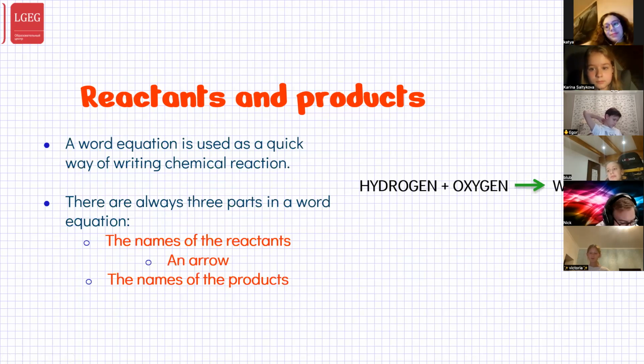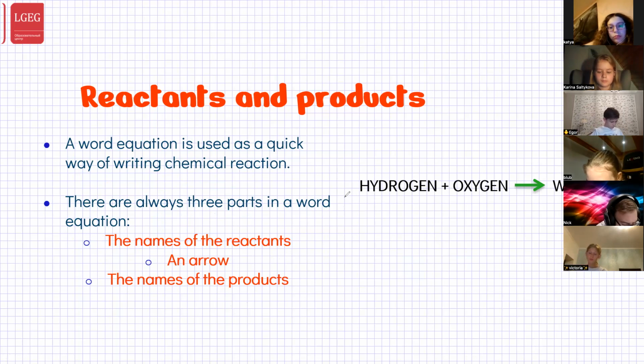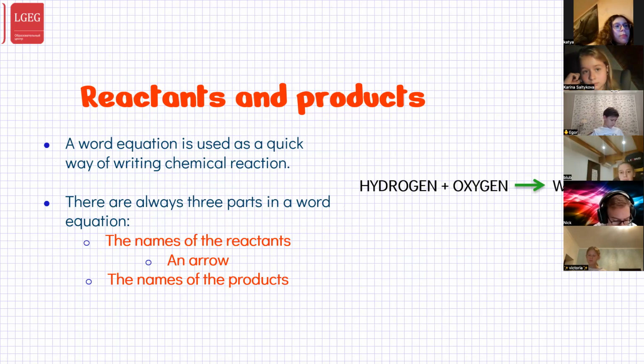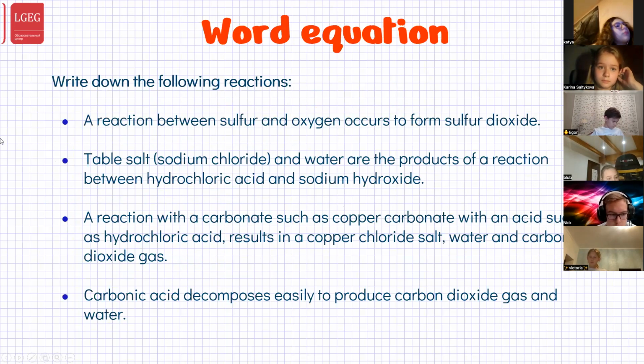So we will be working with word equations. So we will be using words. And we need to determine which things are reacting, so what are the reactants, and place them on the left. And then draw an arrow which shows us that something is changing. We have a chemical process. And find out our product. Like, for example, let's look here.